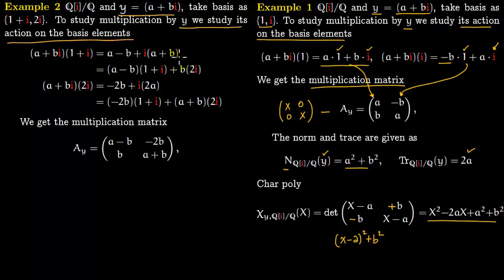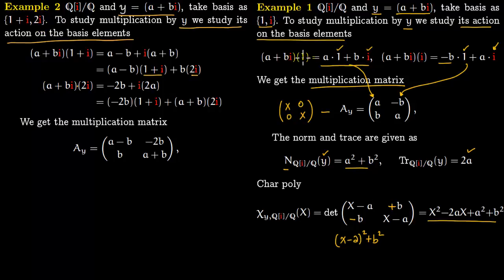So you can expand this out, it will give you a minus b, a plus b, but you have to write this in terms of basis elements. So you reformulate this as (a minus b) times 1 plus i and b times 2i. Again, you have to study the action of this on the basis element. So you multiply it with 2i, which is the basis here.